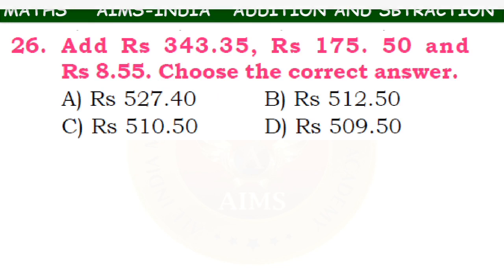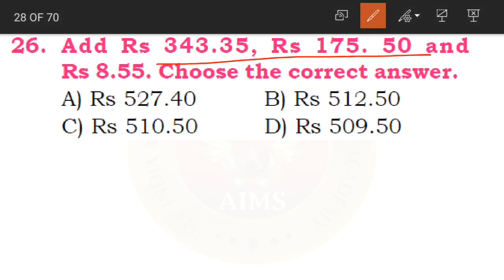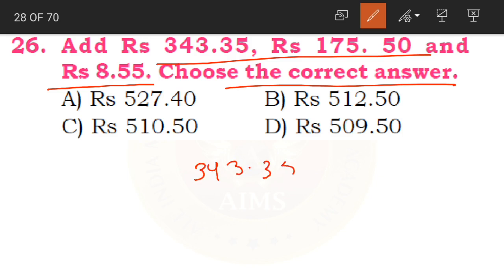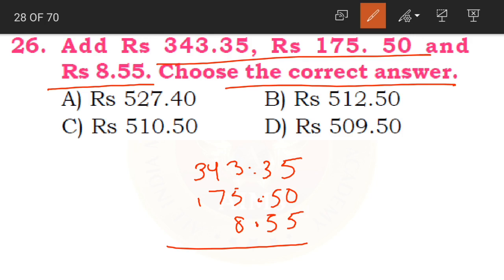Moving on to question number 26. Add all these given numbers and then choose the correct answer. 343.35, 175.50, 8.55. Remember that all the decimal points should be placed in the same place.